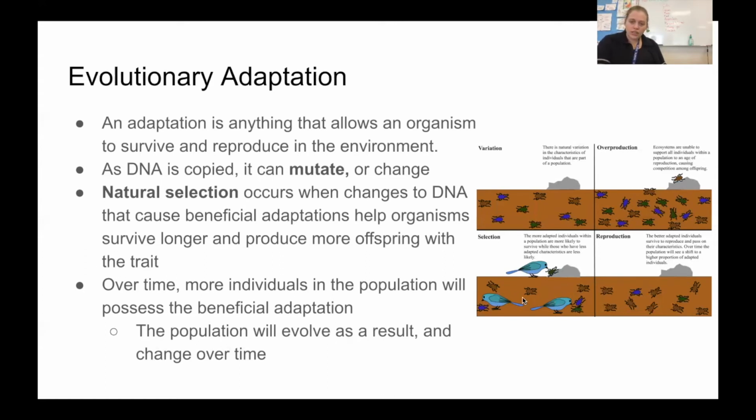And so this is going to help them survive longer, reproduce, and we see an increase in this trait in the next population. The blue and green are not completely gone. Some of those individuals did survive, but less of them survived to pass on that trait than the brown ones. So that's why we see this trait increase over time. And that's basically how evolution is going to occur.